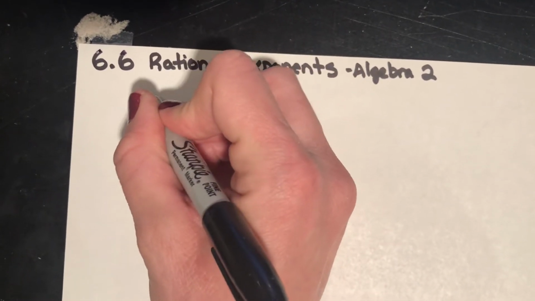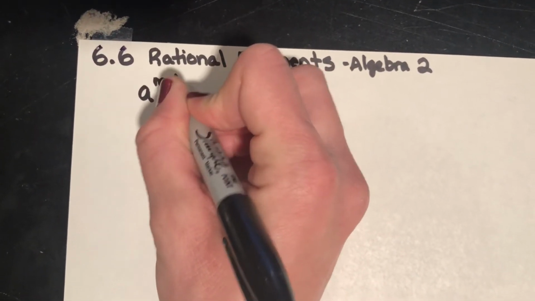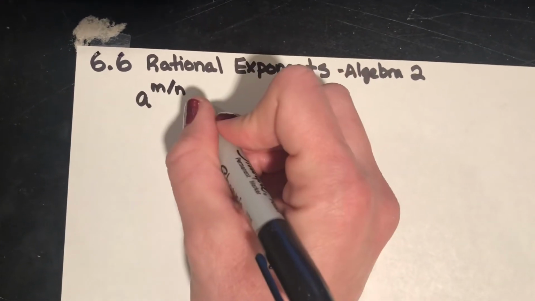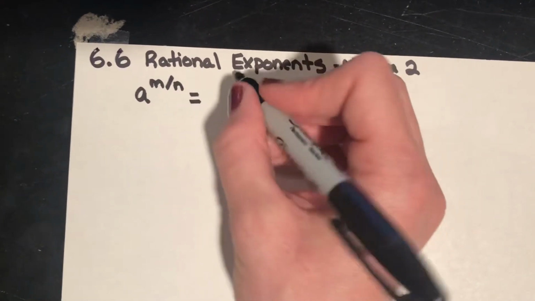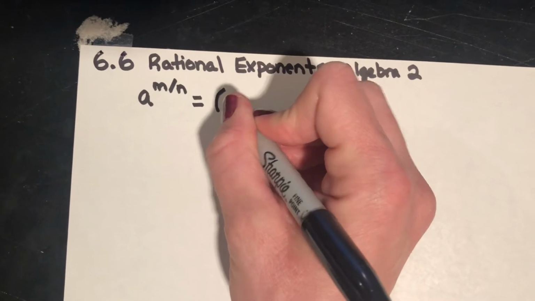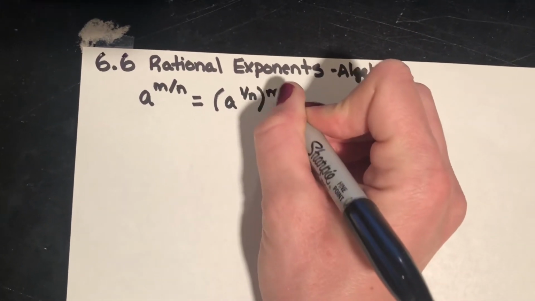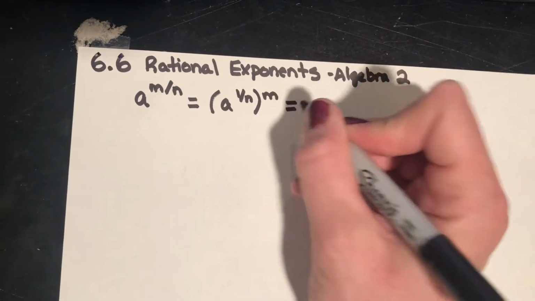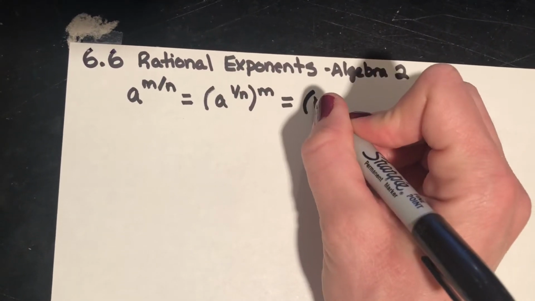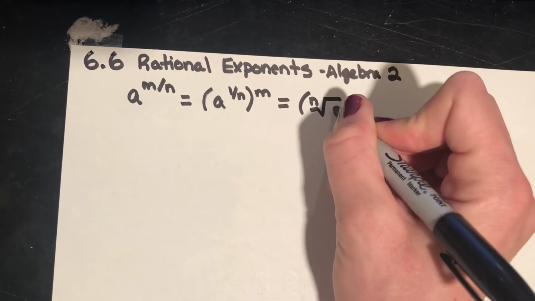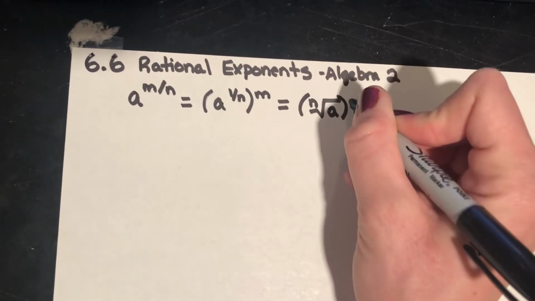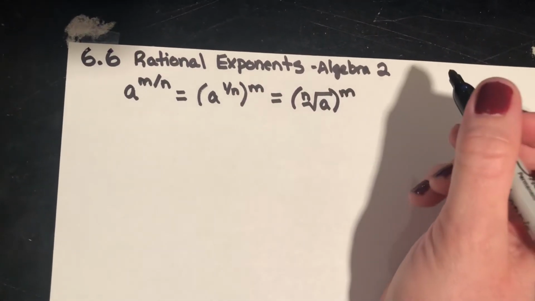So let's go a to the m divided by n. And this is going to be simplified to parentheses a to the 1 divided by n to the mth power. Fully simplified, this actually looks like the nth power of a to the m power.